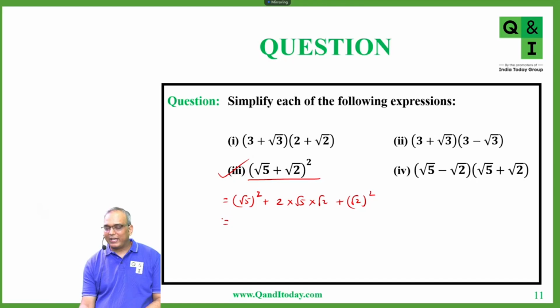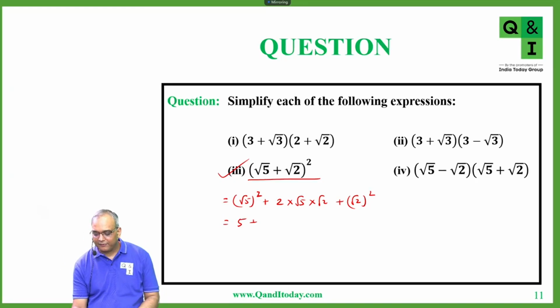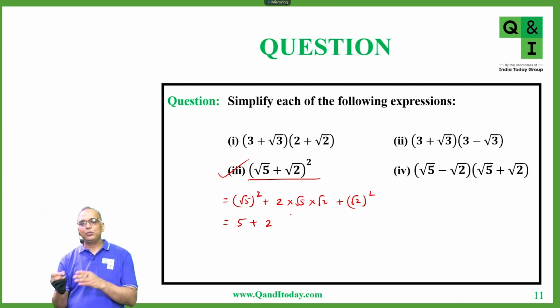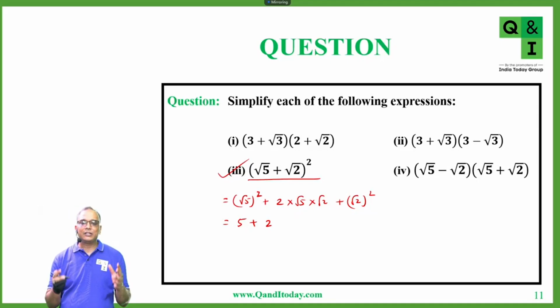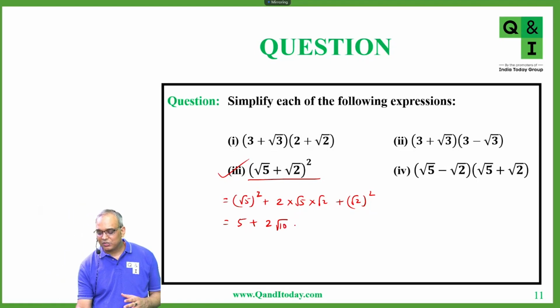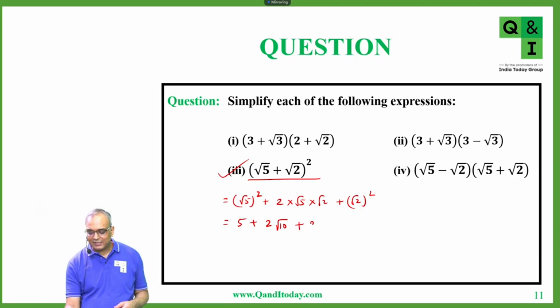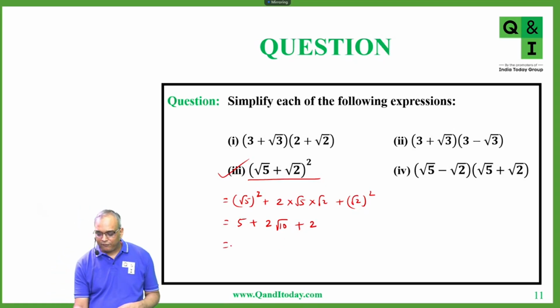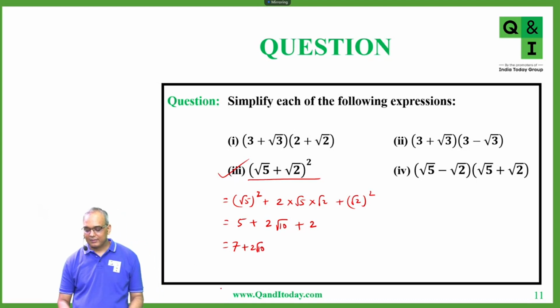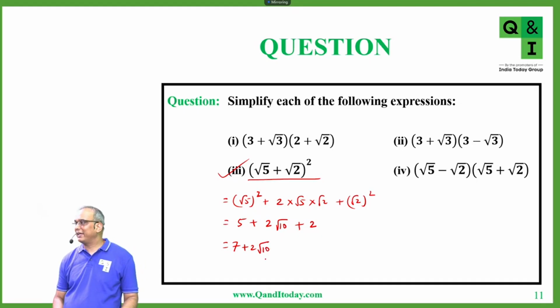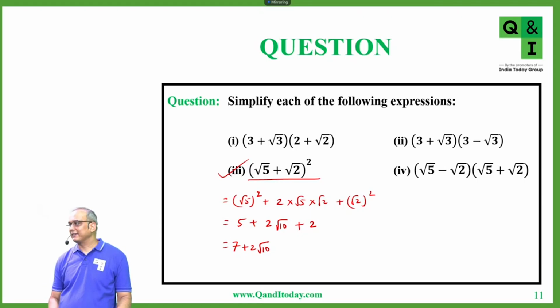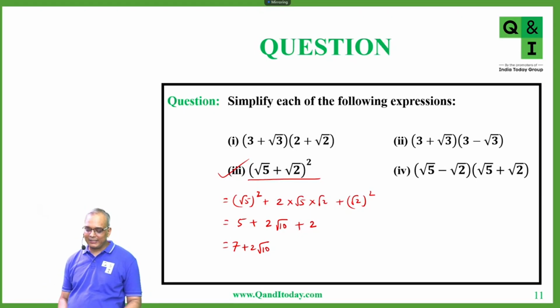So root 5 square is root 5 into root 5. This will be 5 plus 2 times root 5 into root 2. You can take 5 and 2 inside the root, that is 5 into 2 is 10. So this is 2 root 10. Root 2 square is 2, root 2 into root 2. So 5 plus 2 is 7 plus 2 root 10. Is this clear? Yes, Anna, it is correct. You will add 5 and 2 together and get 7 plus 2 root 10. So simplify it and then you will get the answer.